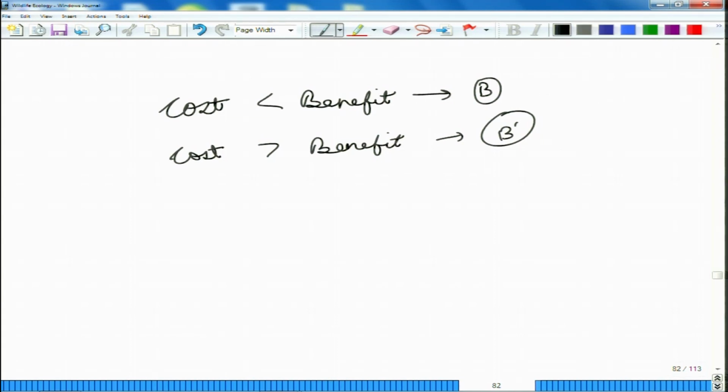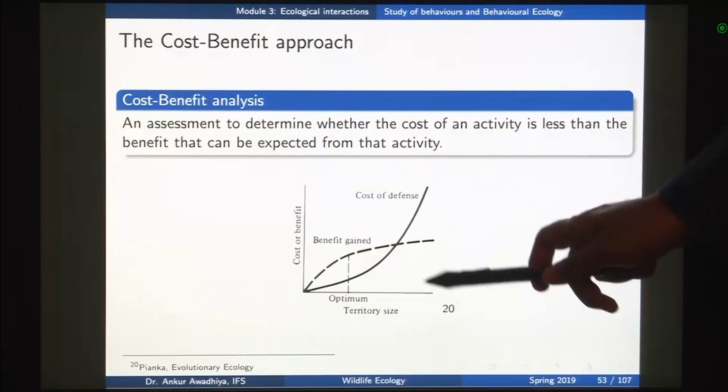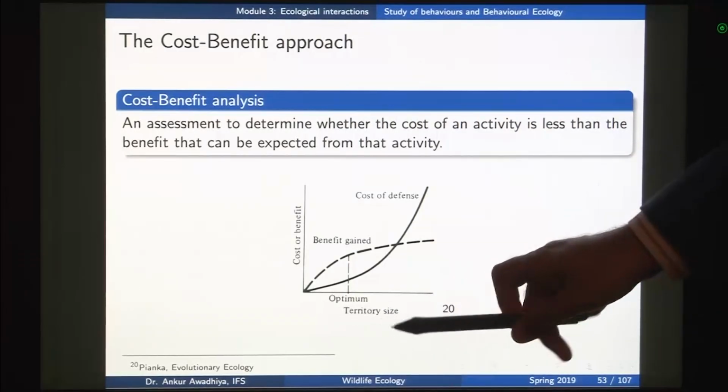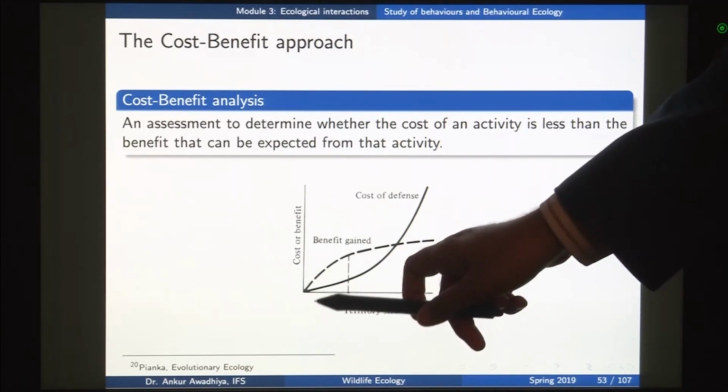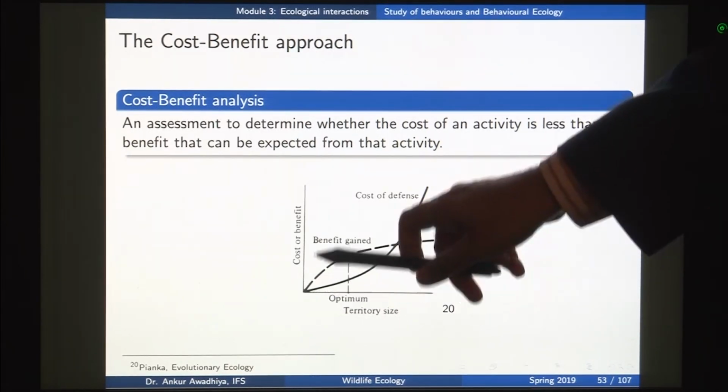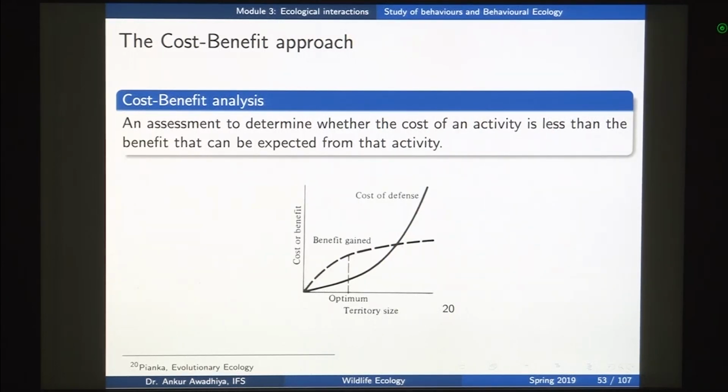Now, in this context, this curve becomes important. Here we are trying to understand the territory size that will be used by an organism, by putting the territory size here and the cost or benefit as the territory size changes on the y axis.